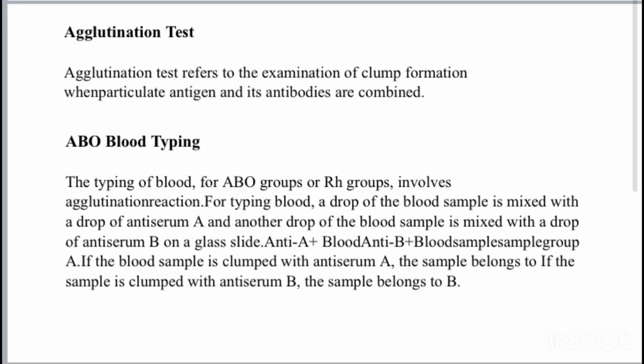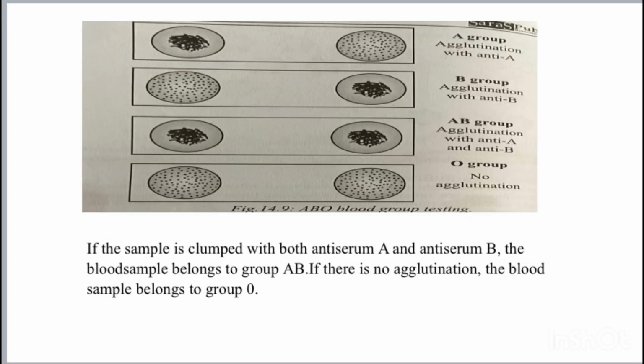If the blood sample is clumped with antiserum A, the sample belongs to group A. If the sample is clumped with the antiserum B, the sample belongs to B. If the sample is clumped with both antiserum A and antiserum B, the blood sample belongs to AB. If there is no agglutination, the blood sample belongs to group O.